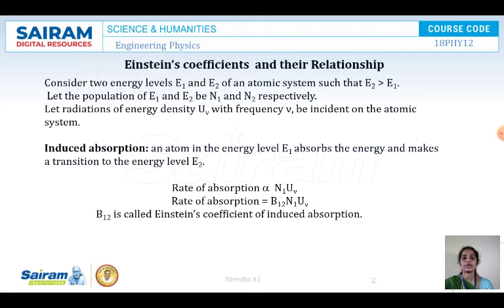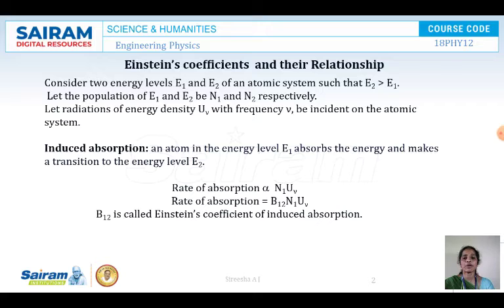Now let radiation of energy density U nu with frequency nu be incident on an atomic system. In the previous session I explained induced absorption. So when radiation of energy density U nu with frequency nu is incident on an atomic system, induced absorption will take place. An atom in the ground state E1 absorbs the incident radiation and reaches the energy level E2, which is an excited state.